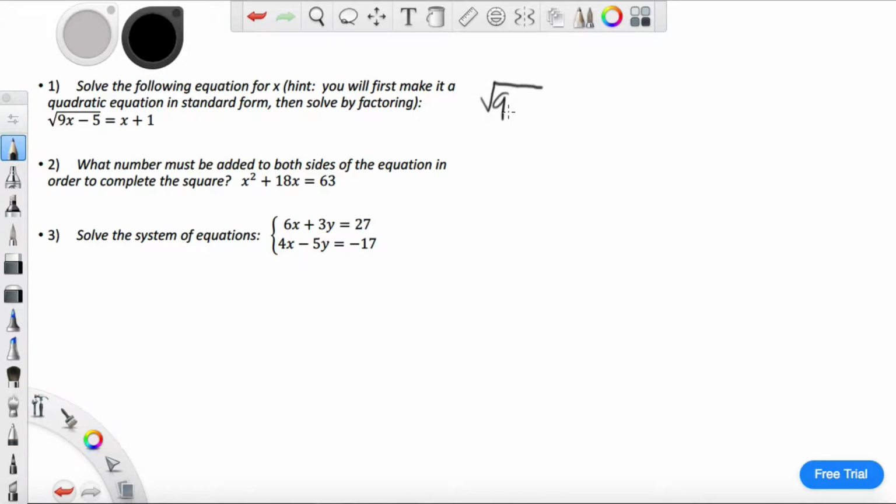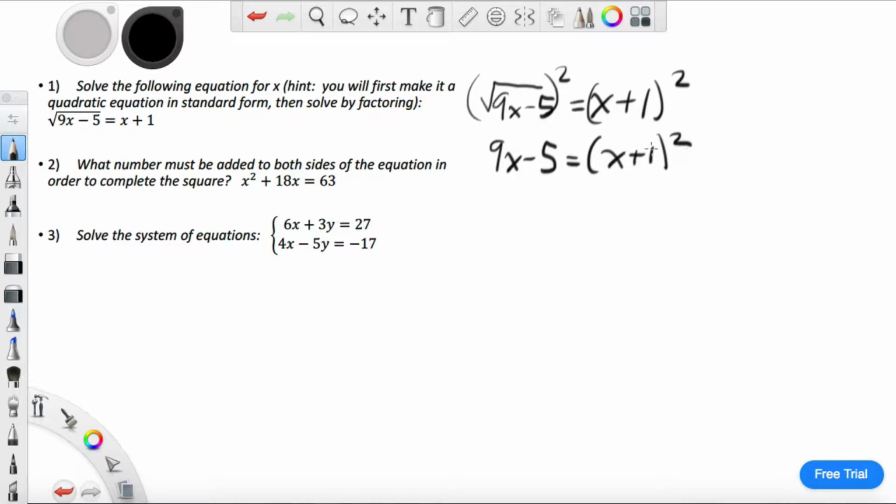I've got the 9x minus 5, okay, equals x plus 1. And I'm going to take this and I'm going to square it because that's going to get rid of the square root. And then I'm going to take this and square it. And so I'm going to end up with 9x minus 5 equals x plus 1 squared.